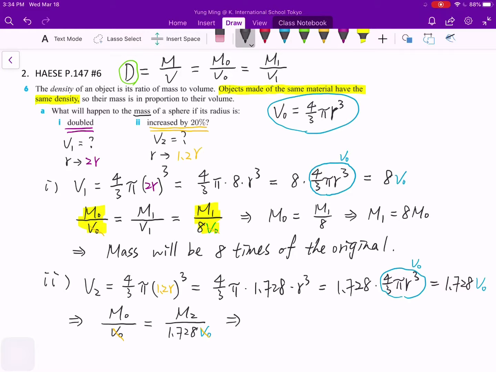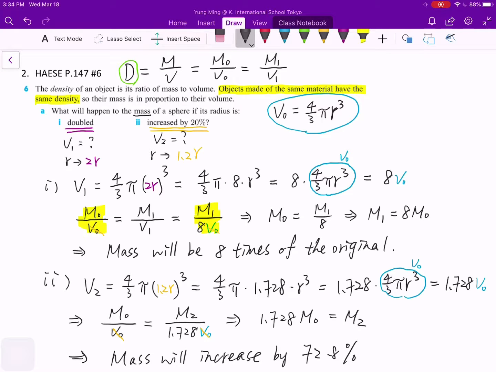And we're going to get M0 equals M2 over 1.728, which is the same as 1.728 M0 equals M2. This is basically saying that your new mass is going to be 1.728 times the original mass. That's basically saying that your mass will increase by 72.8%. And that's it for this question.